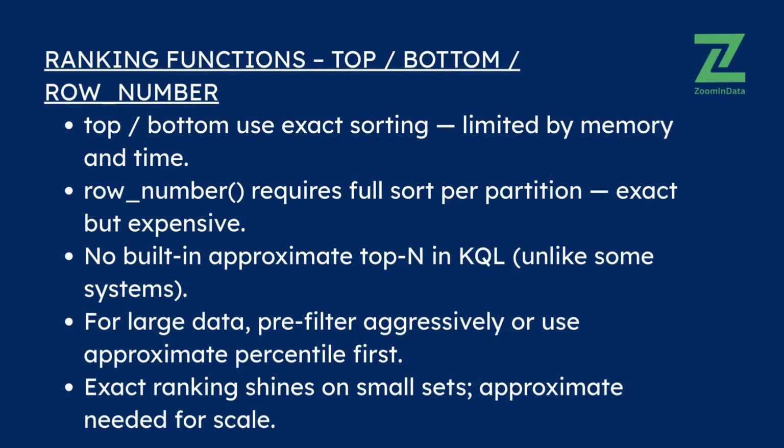Unlike some systems, KQL doesn't have a built-in approximate top-n function. For large datasets, the practical approach is to pre-filter aggressively or use approximate percentile first to identify thresholds, then apply exact top-n on the reduced set. Exact ranking is great on small sets. At scale, you need to lean on approximation upstream to make it feasible.